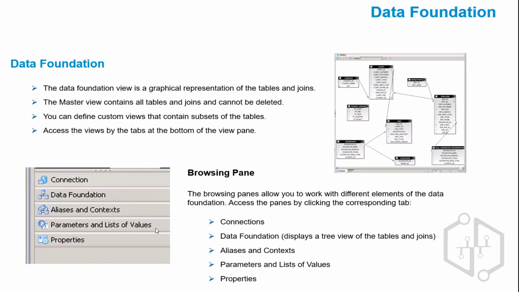Parameters and list of values, which we have already covered. A list of values is like a file which stores the list of values to use for any object for filtering purposes. This is the properties. So here comes the data foundation.